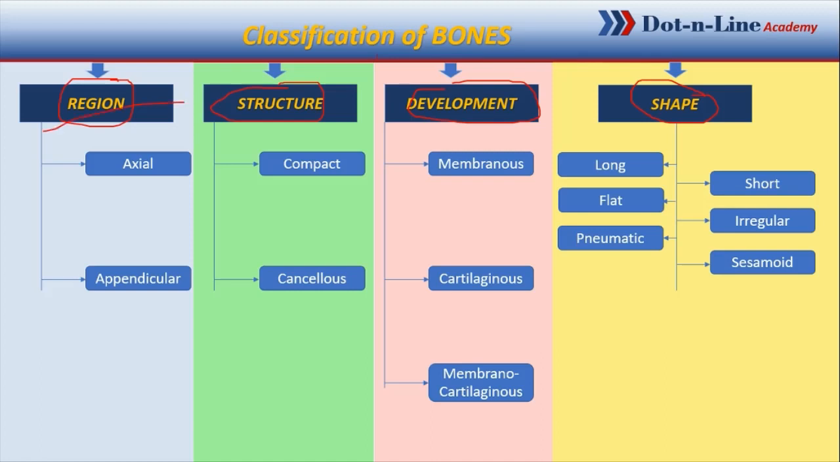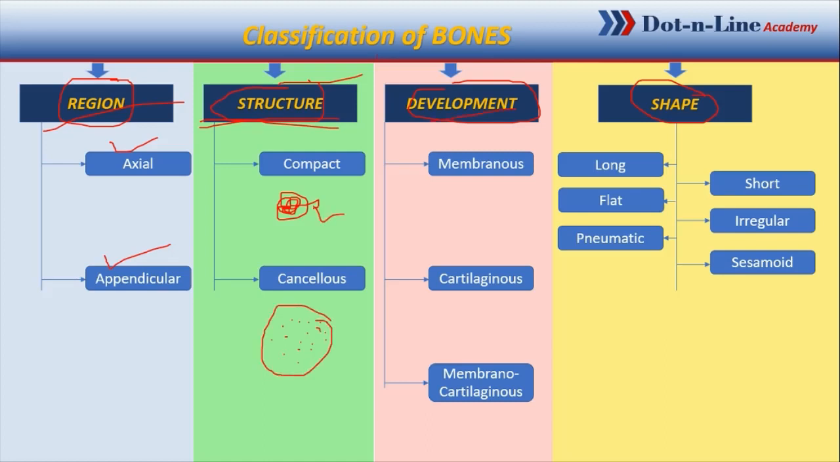The region of the body in which they are present. There are two types, axial and appendicular. When the bone is present in the axial region, the bone is axial. If the bone is present in the appendicular region of the body, the bone is appendicular. Now structure. What is the structure of that bone? Is that bone compactly arranged? Are the cells of that bone and the accumulation of salt in it compactly arranged, or is it cancellous, meaning very far apart like a sponge? That is a cancellous bone.